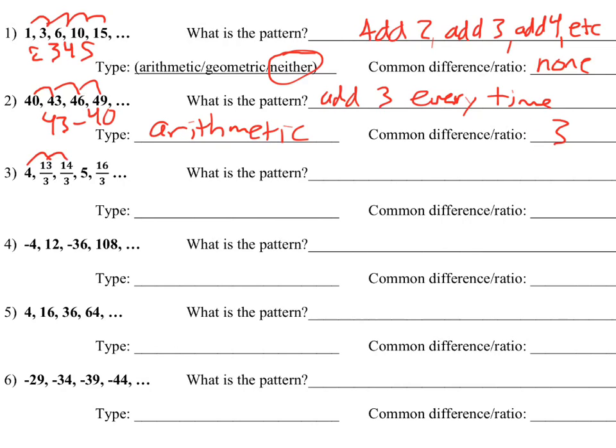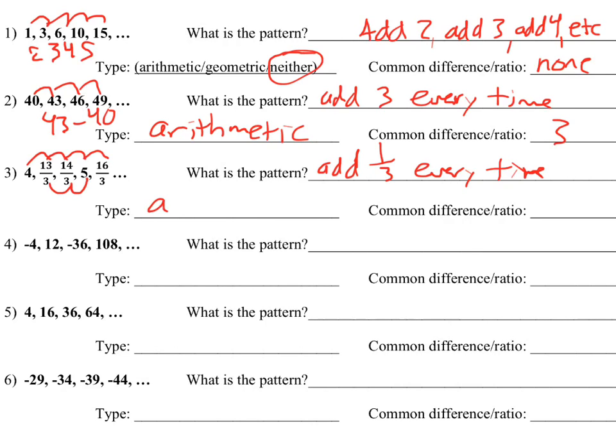So here we have an interesting pattern. Right here, that's adding a third. But if you add a third to 14 thirds, you're going to get 15 thirds, which is the same thing as 5. So this one, the pattern is to add 1/3 every time. Use your words to say things like that.